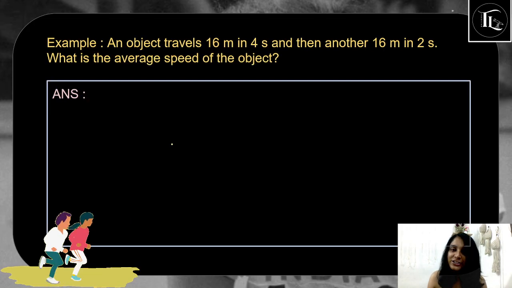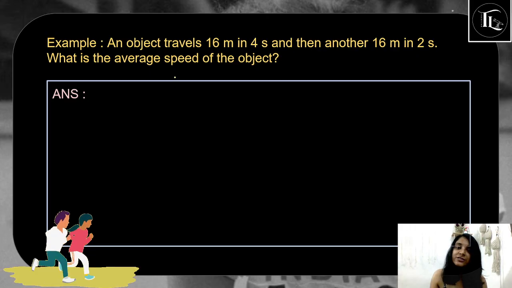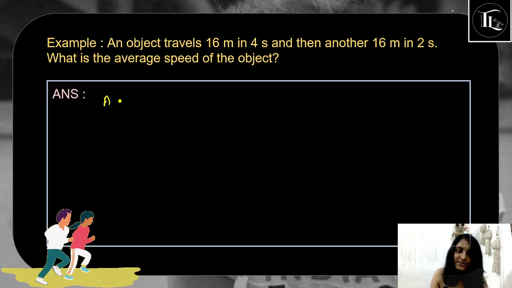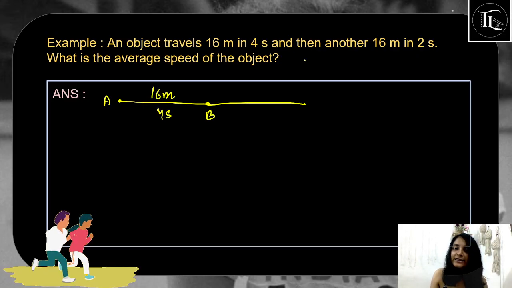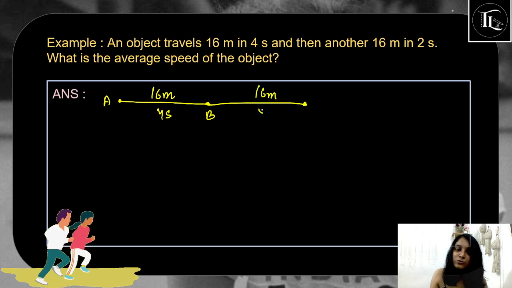Let us do a question now, so you will be able to understand it better. The object travels 16 meter in 4 seconds. Let us say this is point A, this is point B. The object travels 16 meter in 4 seconds and then another 16 meter in 2 seconds. What is the average speed?